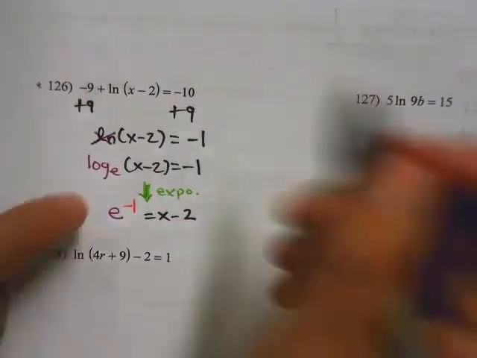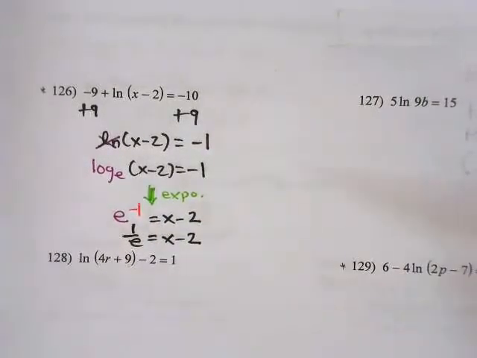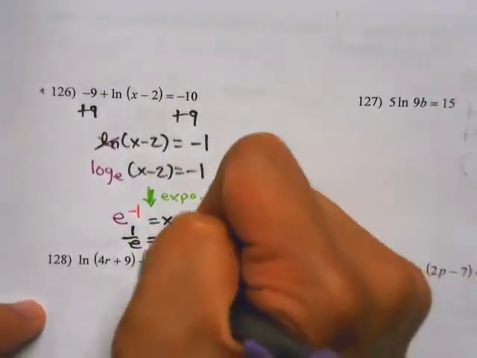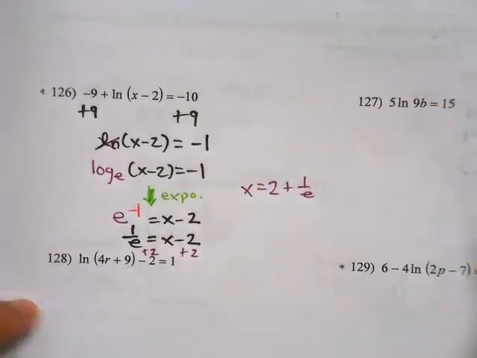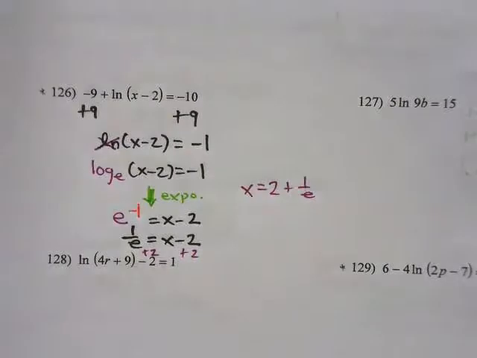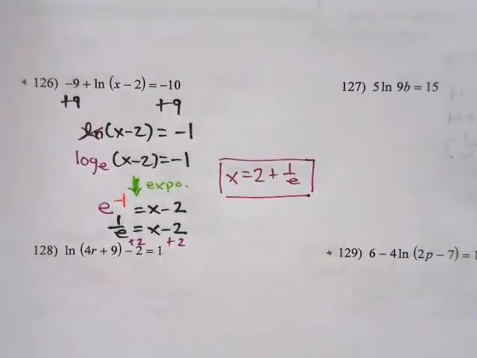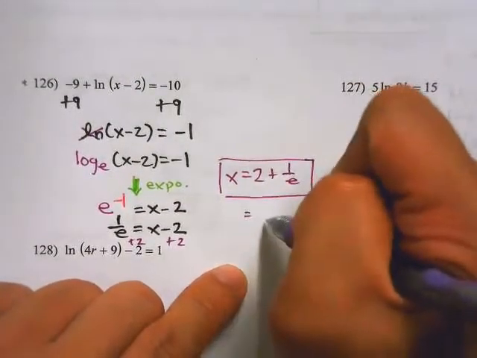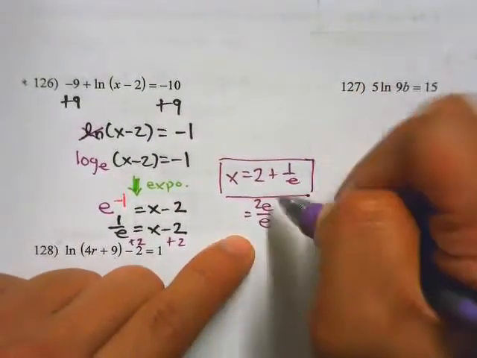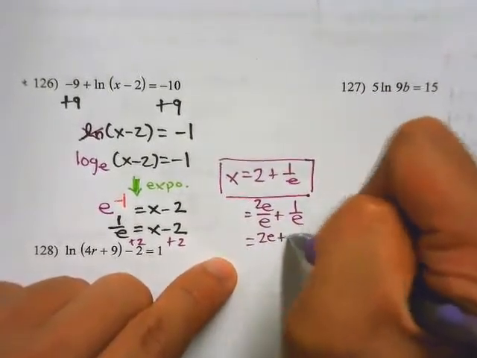I can change this to 1 over e is equal to x minus 2. I'm going to add 2 on both sides, and we should be good to go, really. x is equal to 2 plus 1 over e. I'm going to accept this. This is totally fine. You do not have to put this into one fraction. I think the answer key does that. So if you want to put it as one fraction, this is going to be 2e over e plus 1 over e, 2e plus 1 over e.